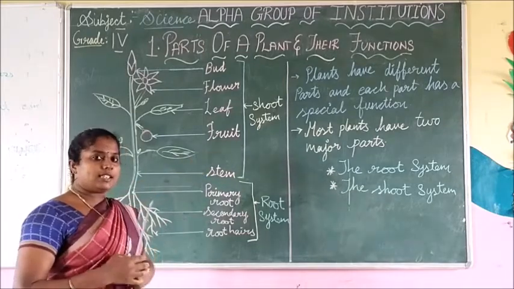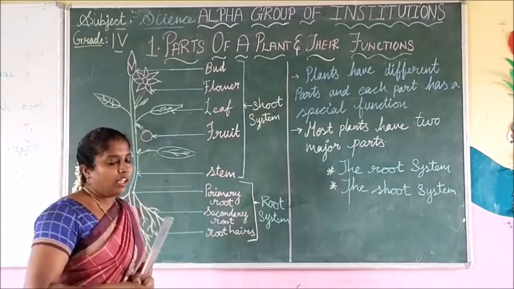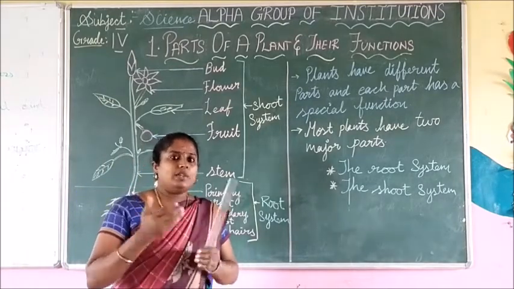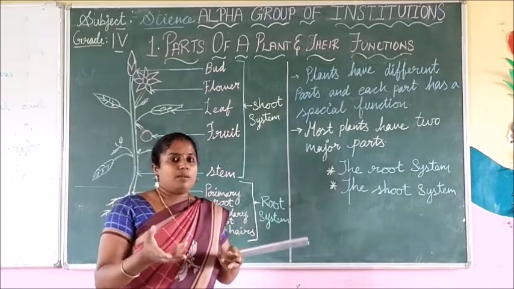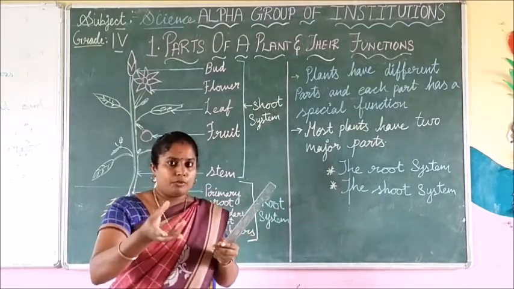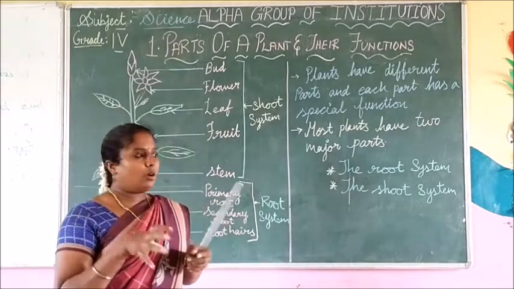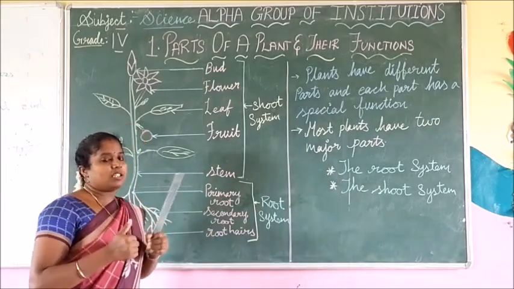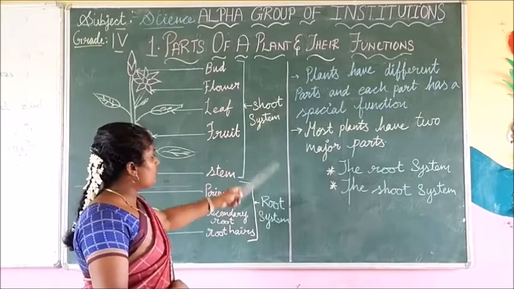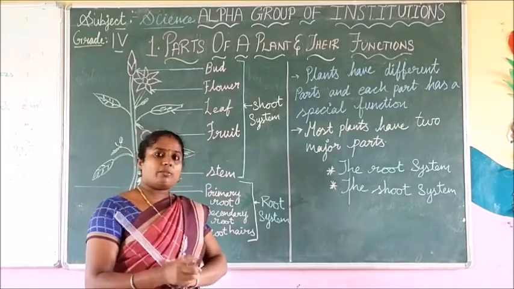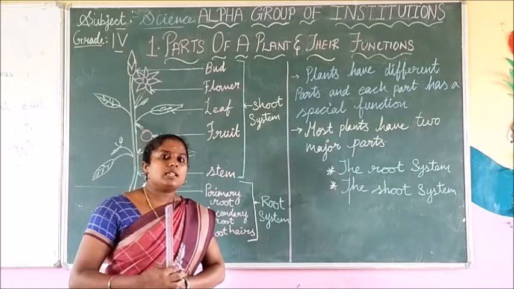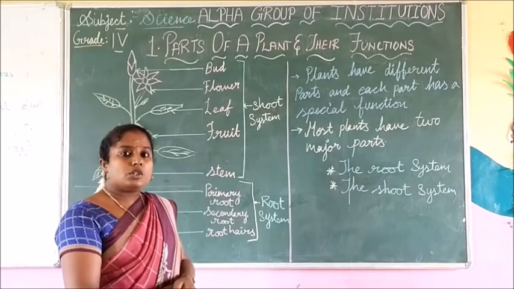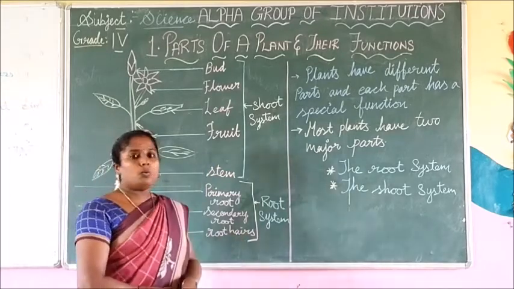In your last class, in third standard, you studied just the basic parts of the plant: root, stem, leaf, flower, fruit, buds. Now we are going to see directly two types of systems. The plant is divided into two systems, shoot system and root system. What are the two types of system? Shoot system and root system.